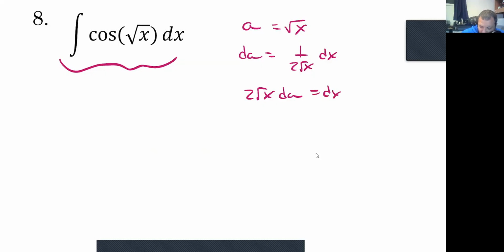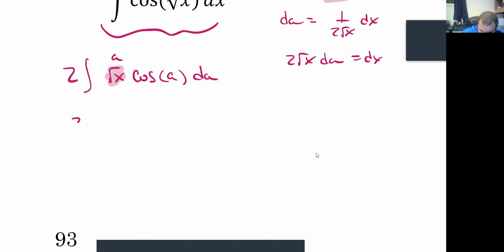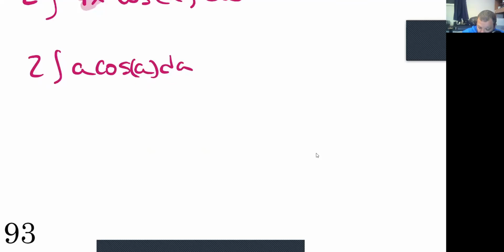So this means that we can rewrite this integral as 2 radical x cosine of a dA. I'm going to pull this 2 out front. But notice that a is equal to the square root of x, so I'm going to replace this with just a. So this is like taking the antiderivative of 2a cosine of a dA. And this is now something that we can do a little bit of integration by parts for.